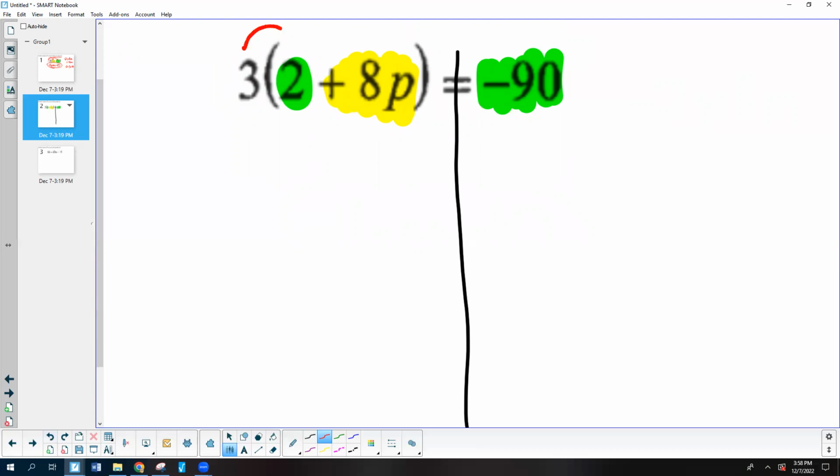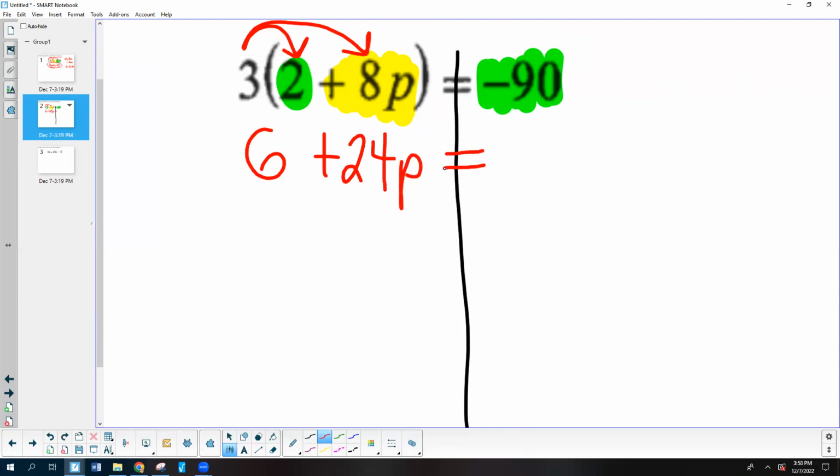So we're going to go ahead and take 3 times 2. 3 times 2 gives us 6. Then we're going to take 3 times 8p. What's 3 times 8? 24. And then 3 times 8p is 24p. That is a positive 24p. Equals, we didn't do anything over here, so we're just going to bring down -90.